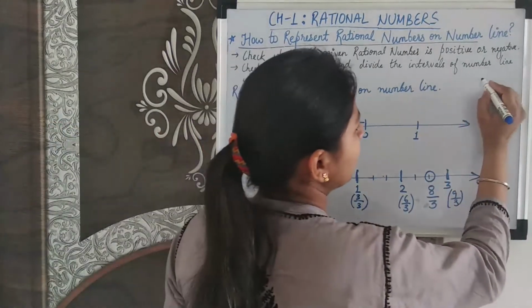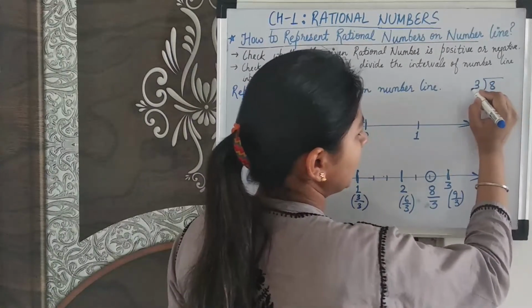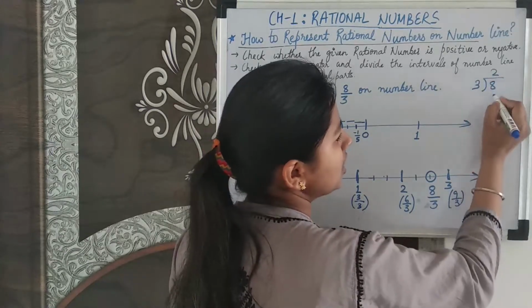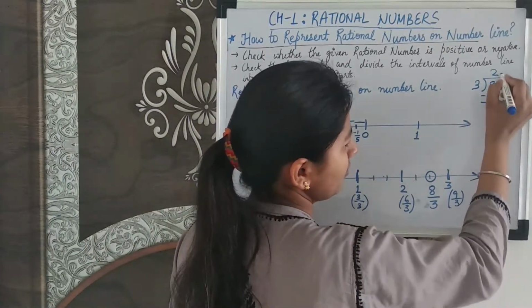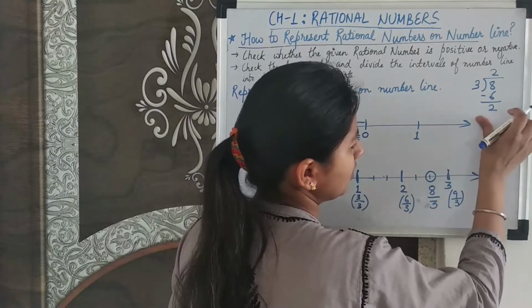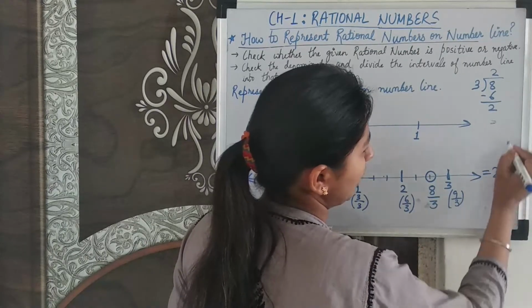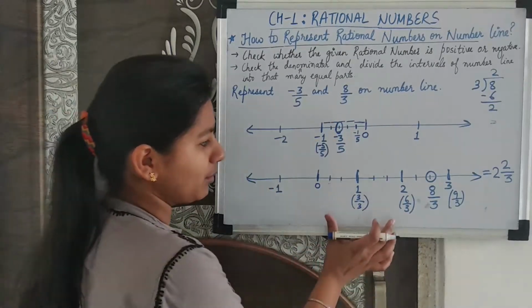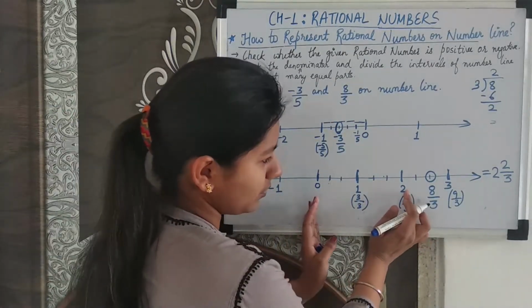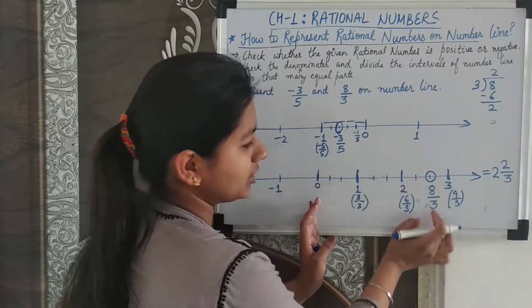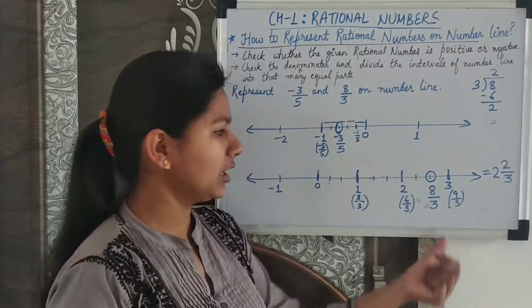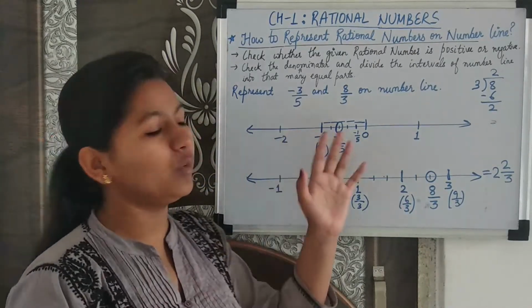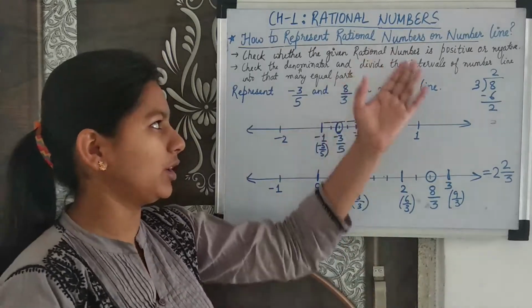So when you convert this 8 by 3 into a mixed fraction, then see, 3 2s are 6. It is coming 2 and 2 by 3. So the same number you can see from the number line also: this is 2 whole and then this is 2 by 3. 2 whole and 2 by 3 which is 8 by 3. So I think you all have understood how we can represent any rational number on the number line.